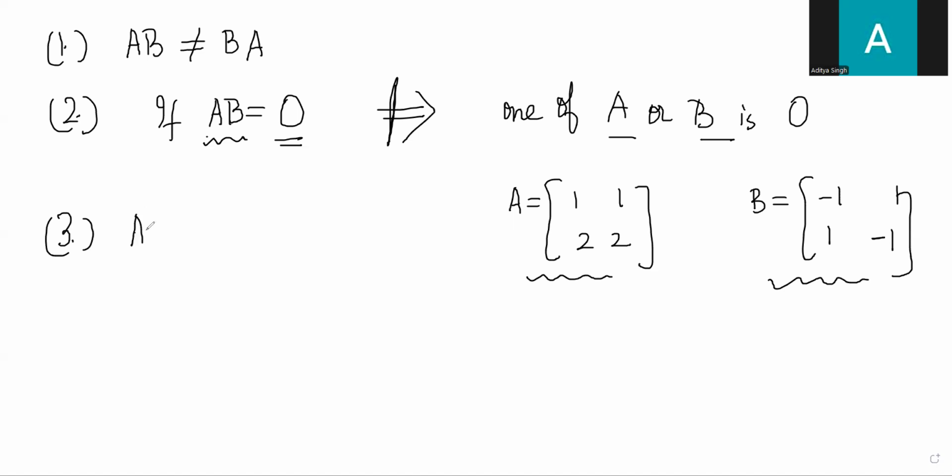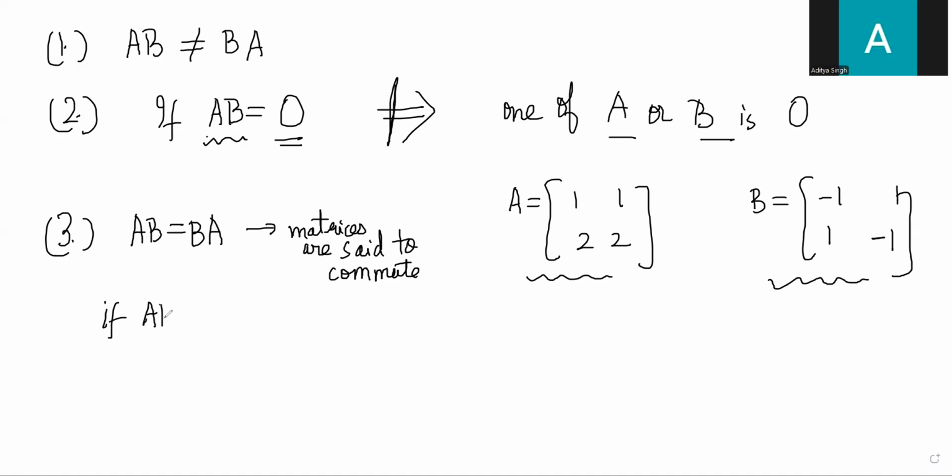So if AB is equal to BA, then the matrices are said to be commutative. Matrices are said to commute. Whereas if AB is equal to minus BA, then the matrices are called anti-commutative. Anti-commutative.